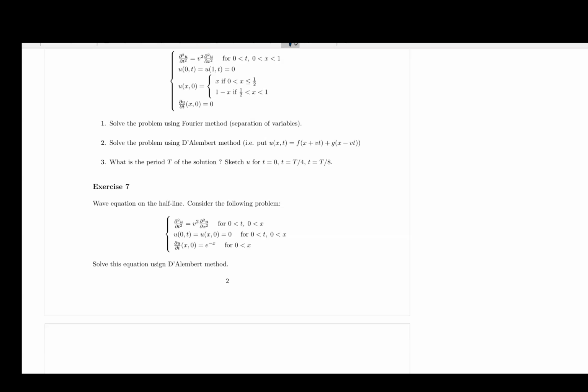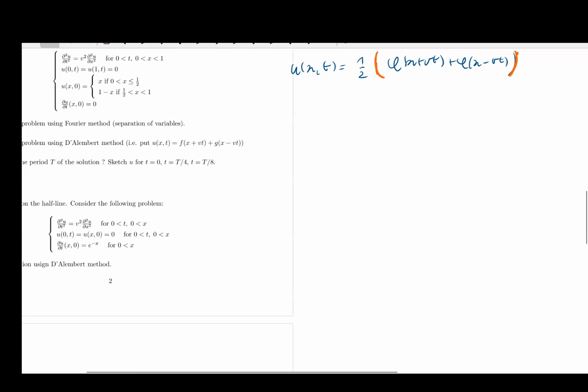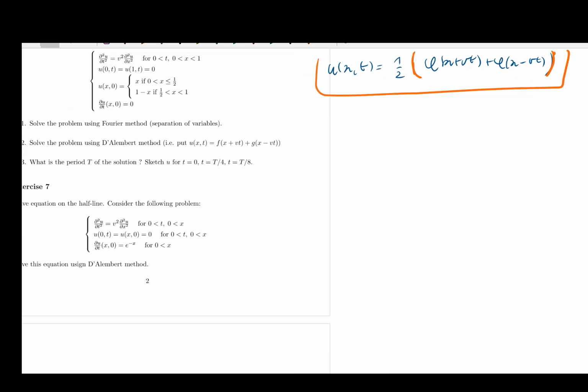So in the previous question, we found that u(x,t) was written as 1/2 of [phi(x + vt) + phi(x - vt)]. Pay attention, I think I had forgotten to correctly put the parentheses in the solution that we had written. So this is what we have found, or should have found, in the previous question. And now the question is, what's the period of the solution?